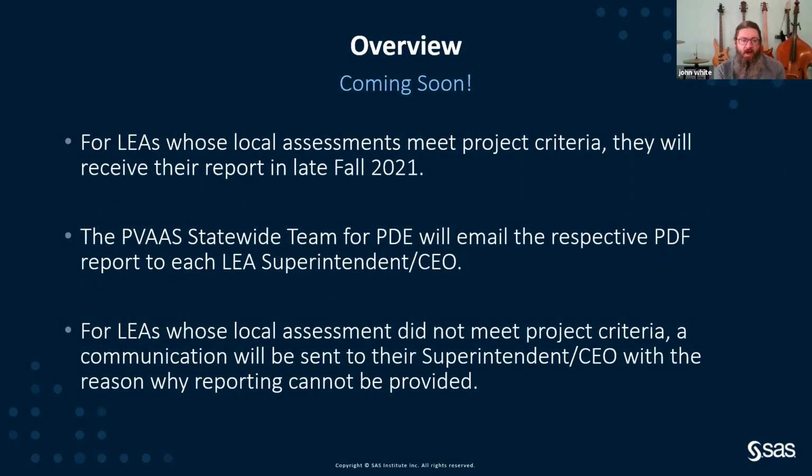If you have assessments that have met the project criteria, and if your LEA specifically has met some of the project criteria, you will receive a report in the late fall of 2021. It'll be sometime in the near future. And that report is going to be emailed to each of your LEA superintendents or CEOs from the PVAAS statewide team under the direction of Kristen Leewald. So that is where you will get the information from.